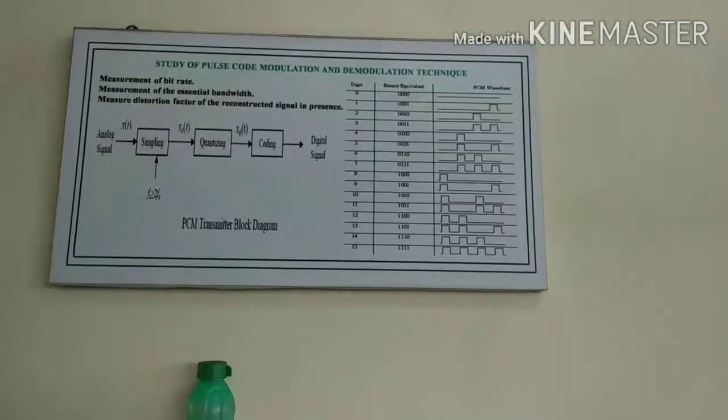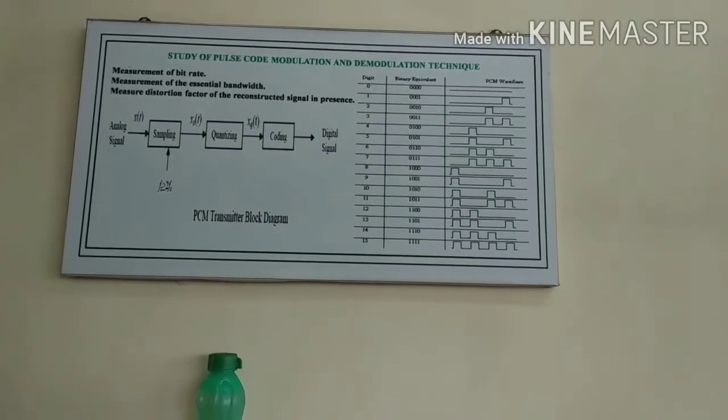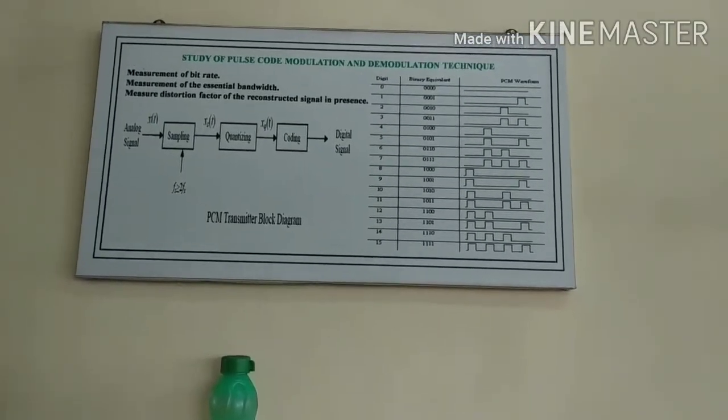Today's experiment topic is the pulse code modulation technique, and this is a part of the analog and digital communication system laboratory. Okay, I am now explaining the practical part of that experiment. Pulse code modulation technique is also called the digital pulse code modulation technique.